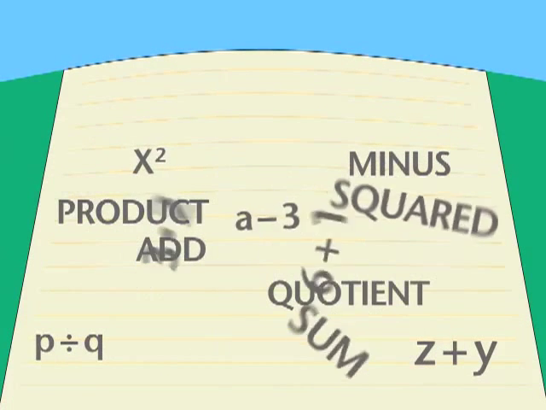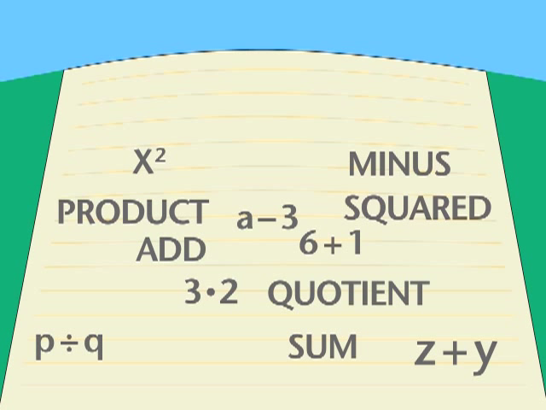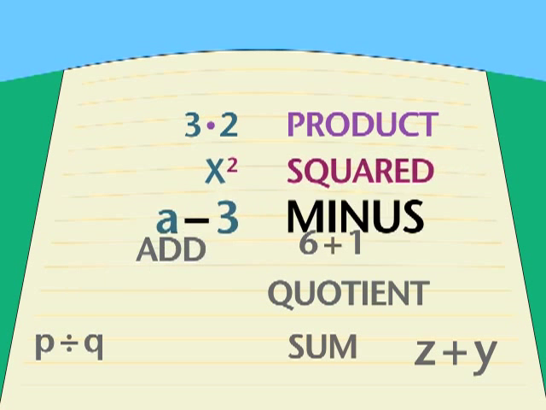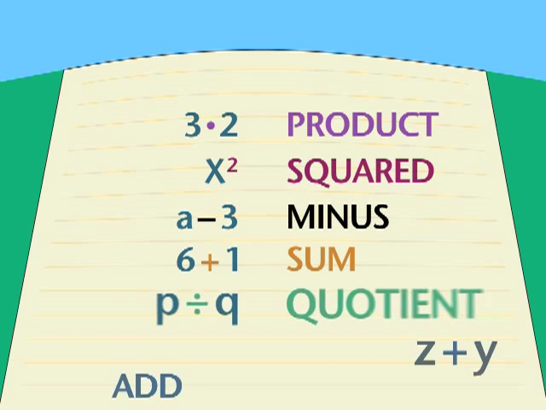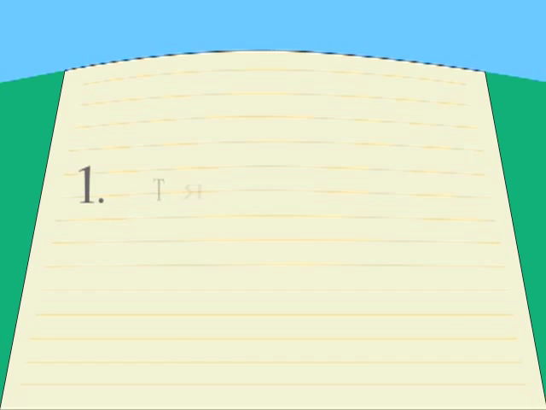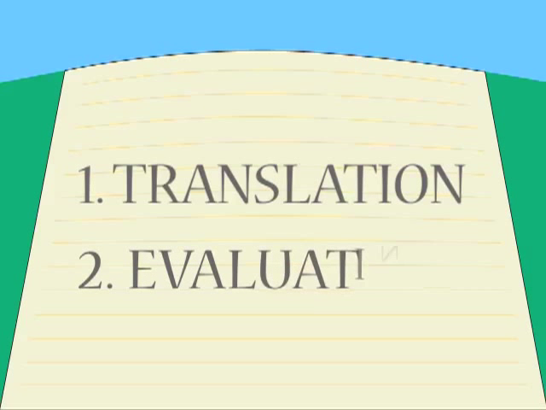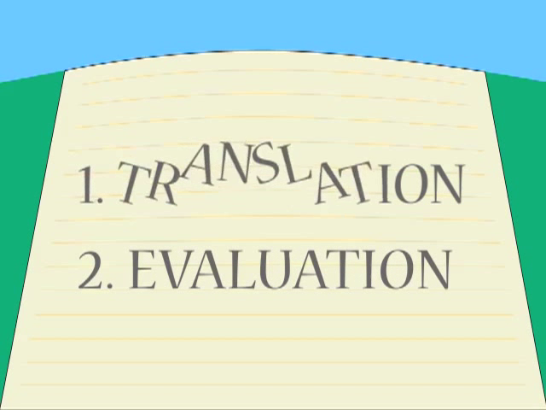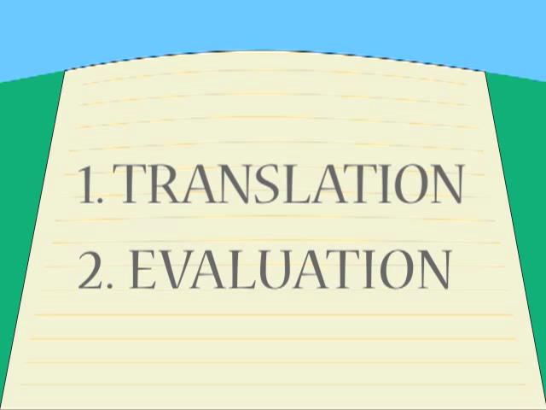Pop quiz! Which word in English has the same meaning as which symbol in algebra? In other words, how do we translate from English into algebra? In this module, we'll find out. In fact, we'll look at two different kinds of translation. The first will be called just that, translation, from English to algebra. The second kind is quite different. We call it evaluation, and we'll meet it later.